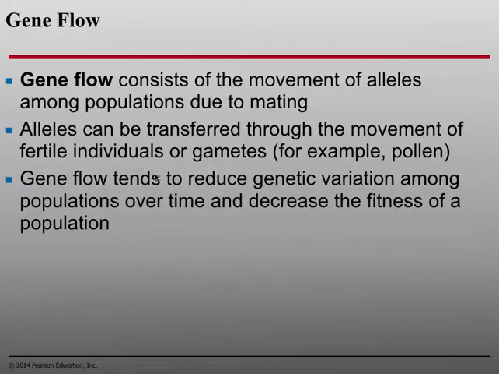Alleles can be transferred through the movement of fertile individuals or gametes, and gene flow tends to reduce genetic variation among populations over time, as seen by purebred dogs. So man chose which dogs he wanted to interbreed, and over time those genetic variations among those dogs decreased significantly. They all look the same. Okay?